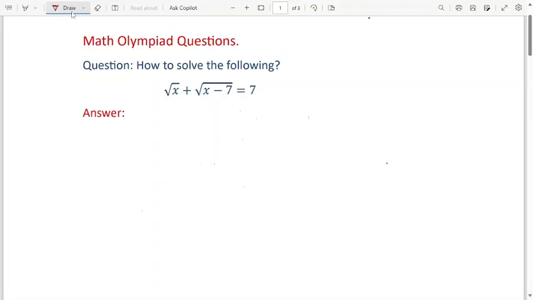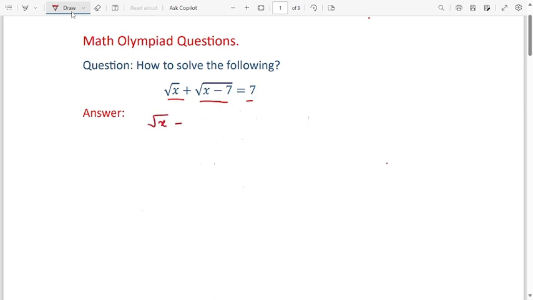Today we are going to solve a very easy problem, that is square root of x plus square root of x minus 7 is equal to 7. We need to find the value of x, and I know all of you guys can do this problem. But the purpose of this video is to show the easiest way to solve this problem and also the shortest way. So let me write the equation first.